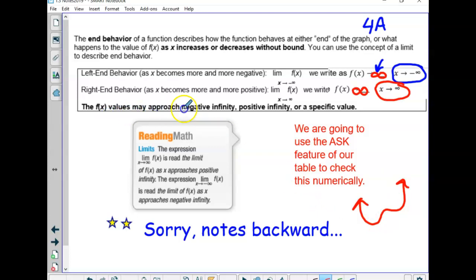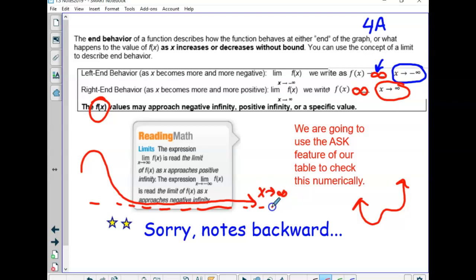It's not all the time. The y value, the f of x, may also approach 0 or any other number. If a graph is doing this and it stays at the x-axis, it never crosses, then we can say as x approaches the far right, the function is approaching or staying at 0. So it doesn't have to be an infinity.